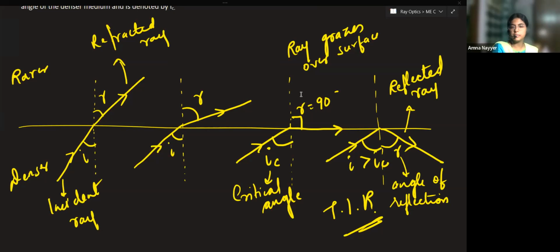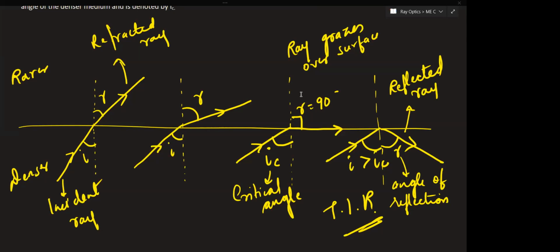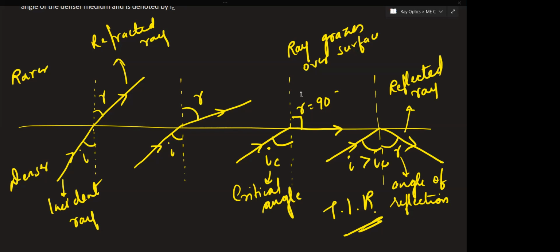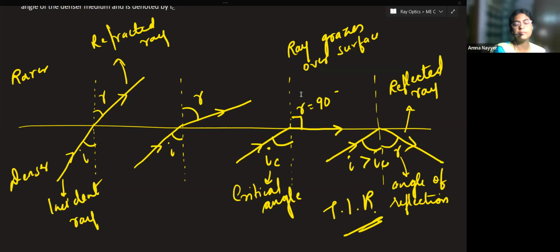Fatima, yes, Fatima. Teacher, when the ray of refraction grazes over the surface, then the angle between the normal and the angle of refraction is 90 degrees, and the angle of incidence is the critical angle. Yes, perfect. Two points you have to remember in critical angle: the ray grazes over the surface and the angle of refraction is 90 degrees.